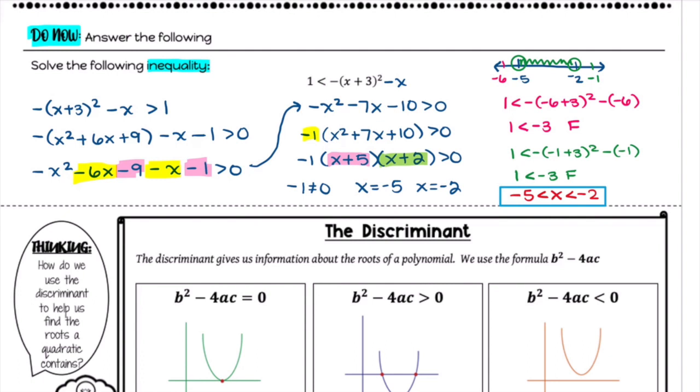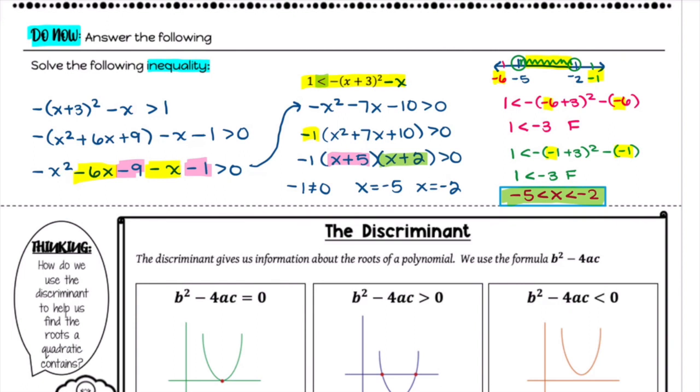Since we are dealing with an inequality, I graphed it on my number line. I did my test points, so I chose -6, plugged that into the original function, got a false statement, did -1, got a false statement, which told me that the solutions fall between -5 and -2. I wrote my solution using a compound inequality. So we're talking about -5 is less than x, which is less than -2. Less than only, not less than or equal to, because our inequality was a less than symbol.